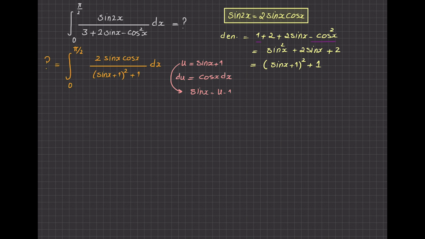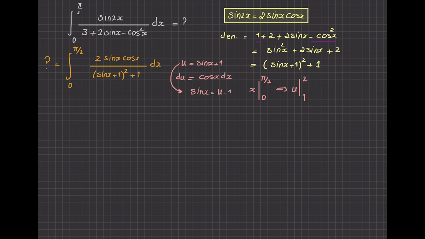The next thing that I have to consider is what happens to my limits. 0 and pi over 2 are limits for the x variable. I want the limits for my new variable u. So x is going from 0 to pi over 2. This implies that u goes from, if I put 0 for x here, u becomes sine of 0 plus 1. Sine of 0 is 0, so it becomes 1. If I put pi over 2 here, sine of pi over 2 is 1, 1 plus 1 is 2, so the upper limit becomes 2. So now everything is ready.